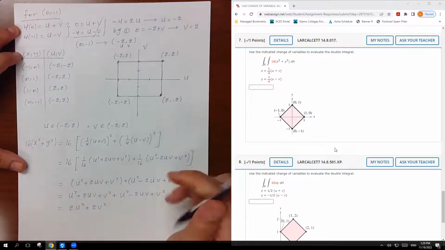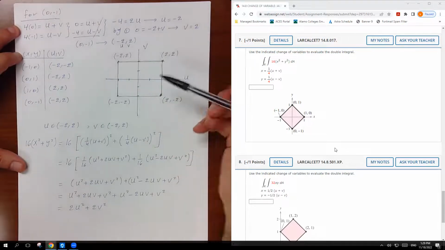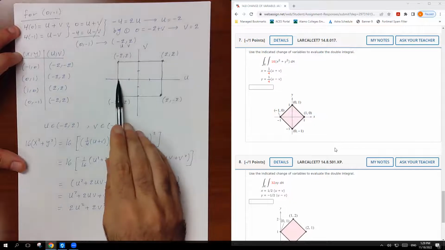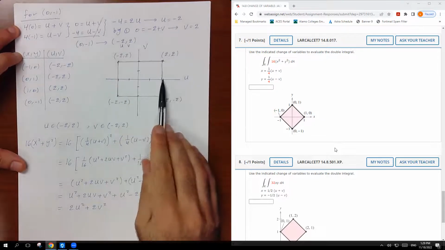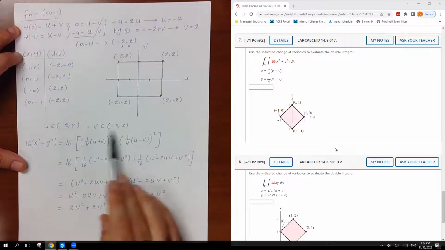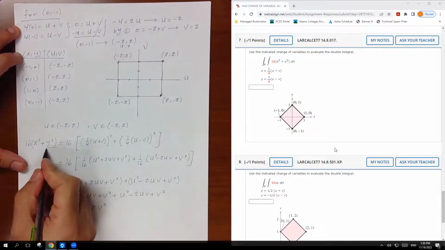Now, next step, we need to find the area for this one. That means we already know u belongs to -2 to 2, and v is going to belong to -2 to 2. Then I'm going to convert everything inside the integral.